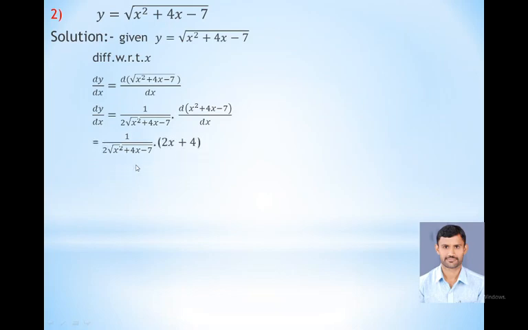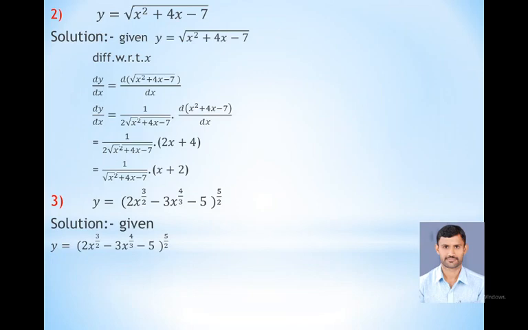Now which is equal to 1 upon 2 square root of x² + 4x − 7 into (2x + 4). Now which is equal to 1 upon square root of x² + 4x − 7 into (x + 2). Now the next problem is y is equal to (2x^(3/2) − 3x^(4/3) − 5)^(5/2).